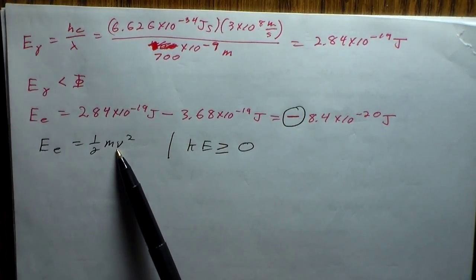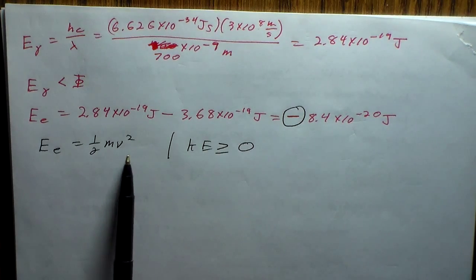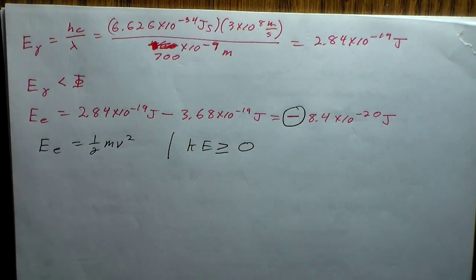Our velocity would turn out to be an imaginary number, right? Taking the square root of a negative, that's bad. So an imaginary velocity simply wouldn't make any sense. So basically that wouldn't work, and you wouldn't see any electrons being ejected from the metal at those wavelengths.